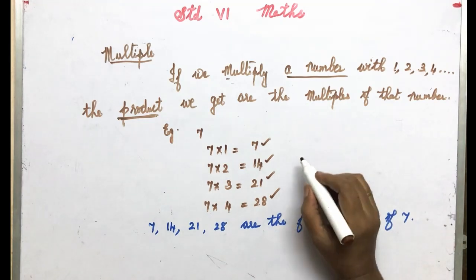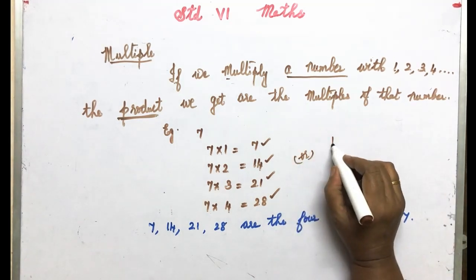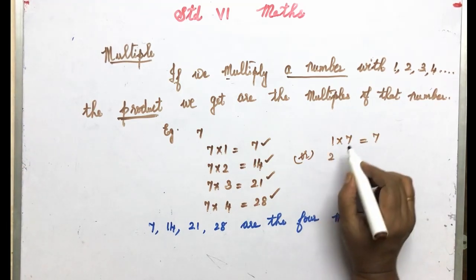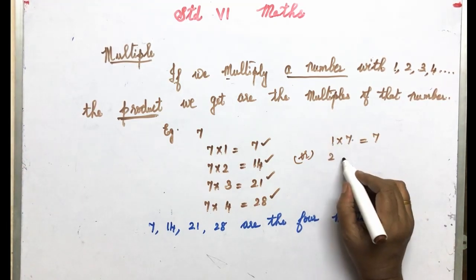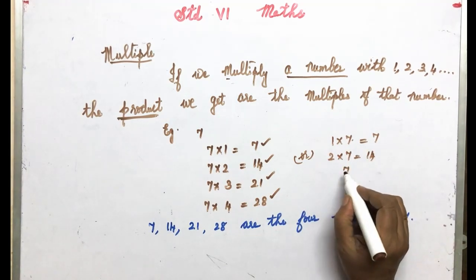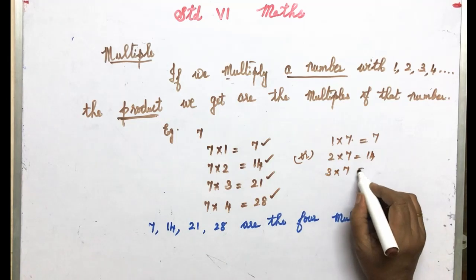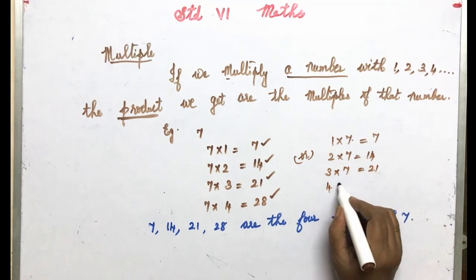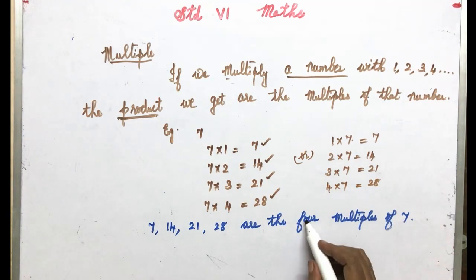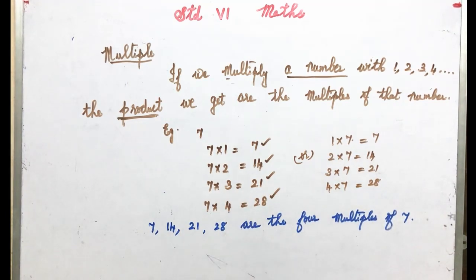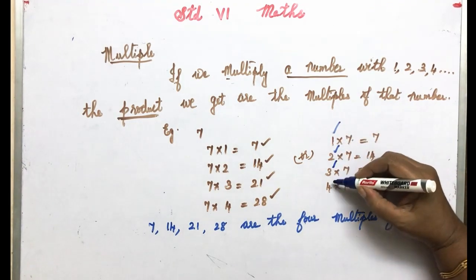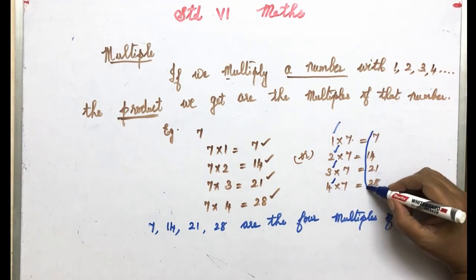This we can also multiply this way. 1 into 7 also we can multiply. 1 into 7 is 7, but 7 should be multiplied by 1. Next 7 should be multiplied by 2, 7 should be multiplied by 3, and 7 should be multiplied by 4. If we want to find out the fifth multiple, we should multiply by 5. So here 7 is multiplied by 1, 2, 3, 4, and these are the multiples.